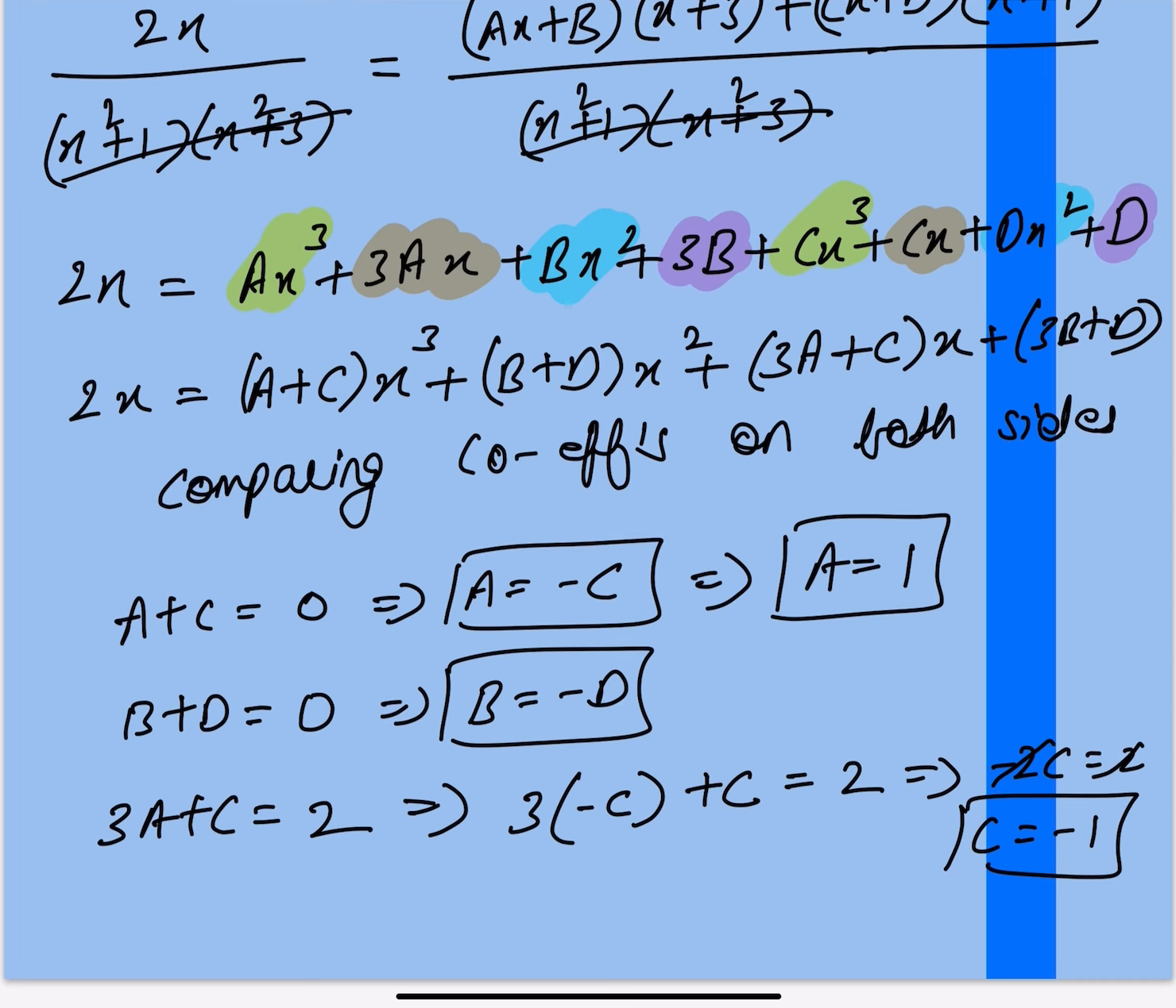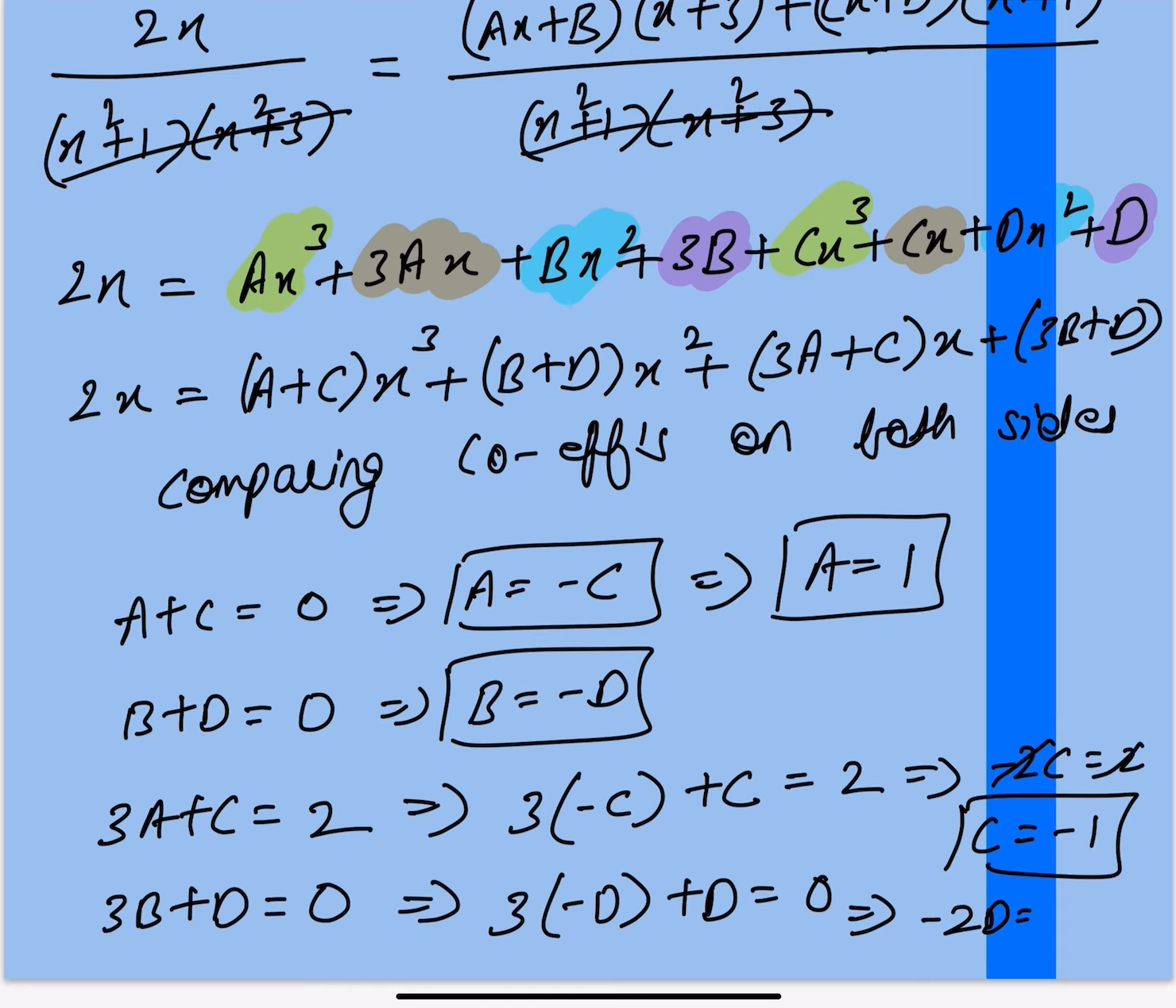Okay. Moving on, let's find 3B plus D. So 3B plus D equals, again, there is no constant term on the left hand side, so it will become 0. Let's use the value of B from here. B is minus D, substitute it. So 3(minus D) plus D equals 0. Technically, you will get a 0 because there's nothing over here. So just to complete this, minus 3D plus D becomes minus 2D equals 0, or D is 0. So if D is 0, B is also 0.